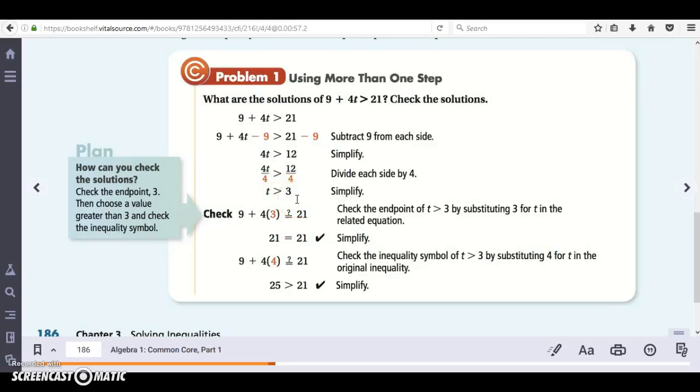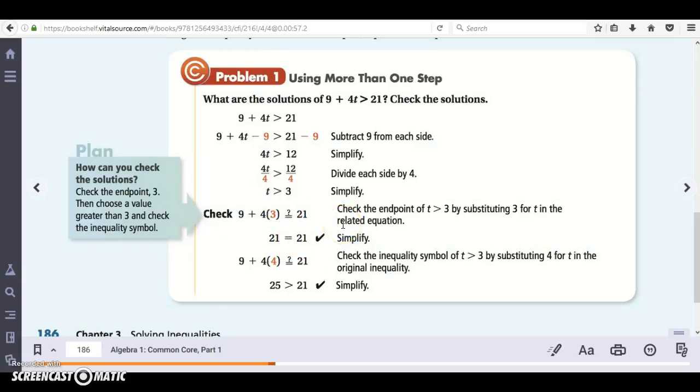So the first thing is I want to check the endpoint when I'm checking, and I'm going to use an equal sign instead. So it says t is greater than 3, so we plug in 3 for my t. This is the original solution, and instead of the inequality greater than, we're going to use equal to. And when I do that, I get 9 plus 4 times 3, which is 12. So 9 plus 12 is 21. 21 equals 21, so it checks out.